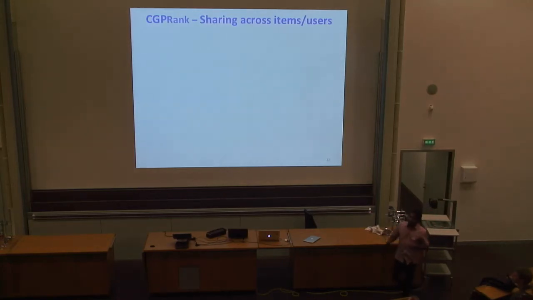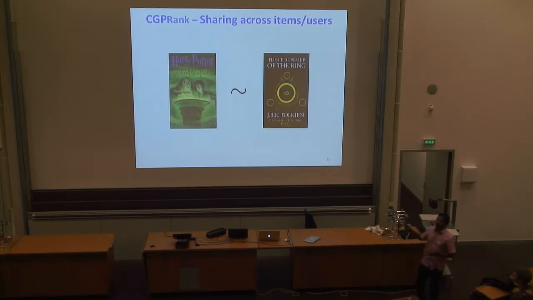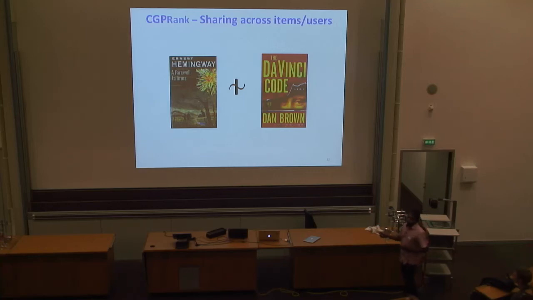And how do we share across items and users? So we want to capture this notion of similarity. So let's say the first book of Harry Potter is very similar to the sixth book, right? Somebody who likes this is very likely to like this. But it's also somewhat similar to the series, fantasy series. So say it's very similar to, somewhat similar to Lord of the Rings, for instance. But then somebody who likes Hemingway is never going to write like the trash that Dan Brown writes, for instance.